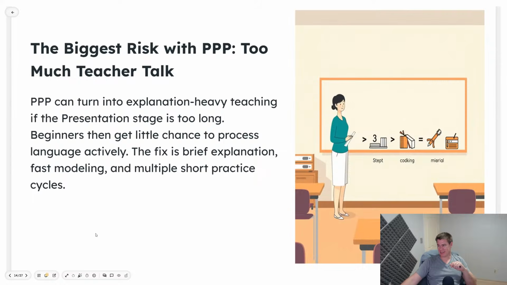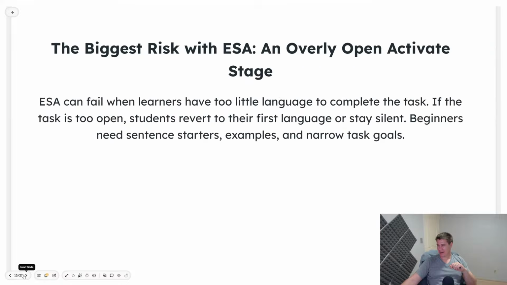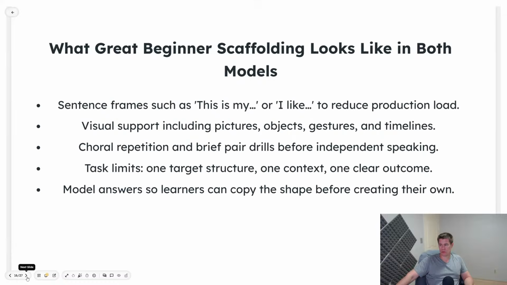Okay, cooking material. Okay, the biggest risk with ESA: an overly open activation stage. ESA can fail when learners have too little language to complete the task. If the task is too open, students revert to their first language or stay silent. Beginners need sentence starters, examples, and narrow task goals.